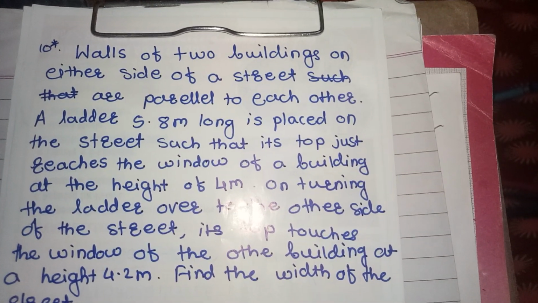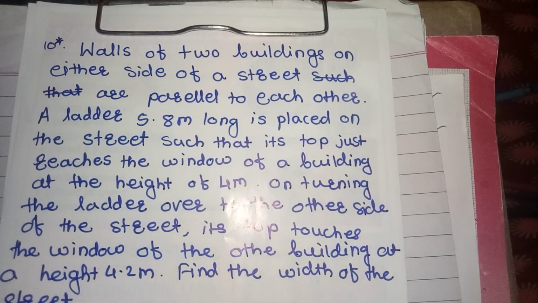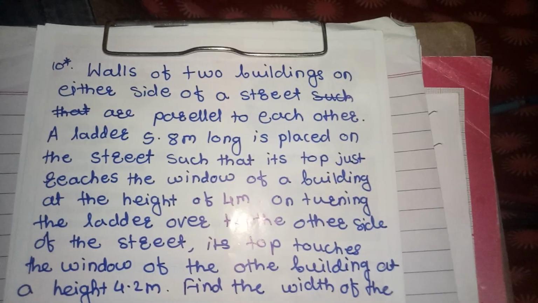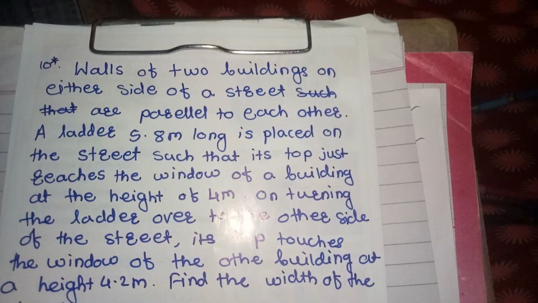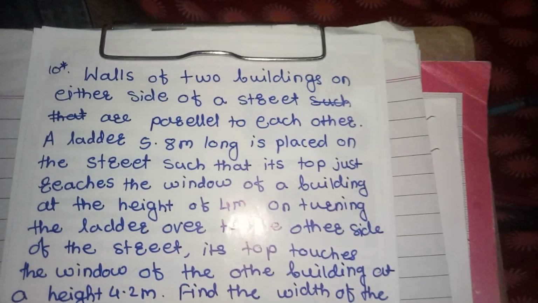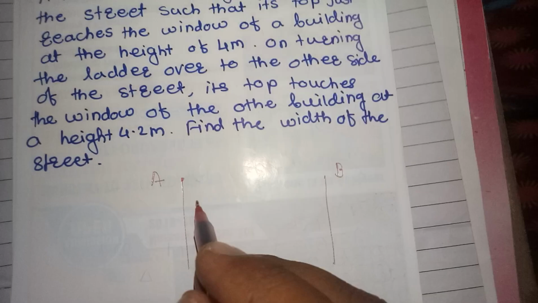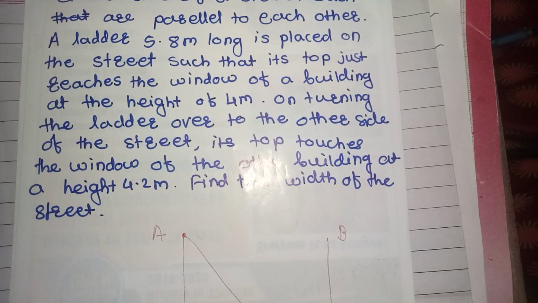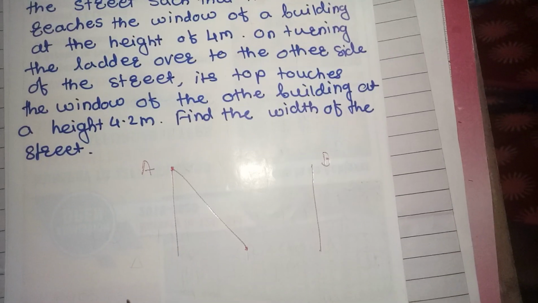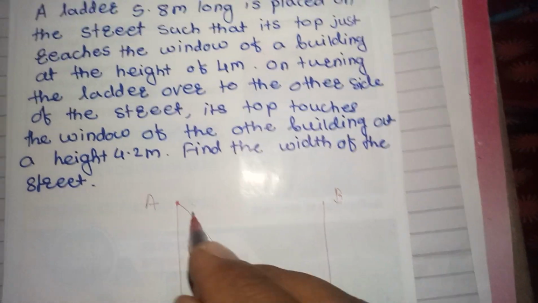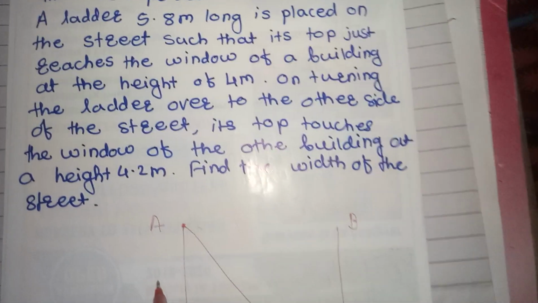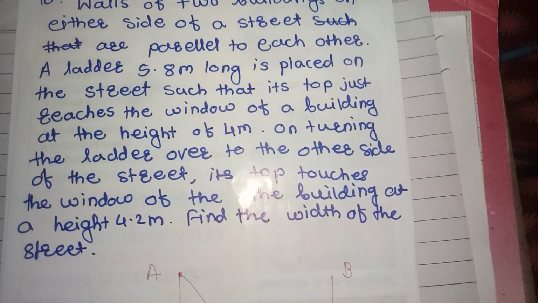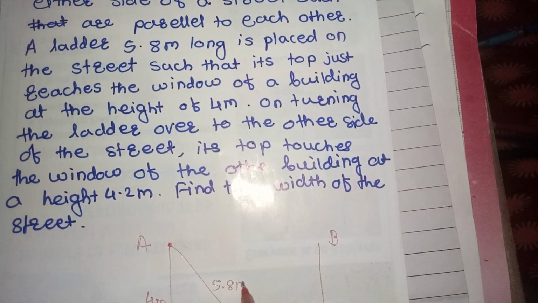A ladder, suppose any one ladder, its length is 5.8 meter long, is placed on the street such that its top just reaches the window of a building at the height of 4 meters. Suppose a building, here is its window, and the ladder goes to touch the window from the bottom wherever we have placed it, correct? Suppose you have placed it on the road and it touches the window, and the height of the window is 4 meter, and we know the ladder's length is 5.8 meter.